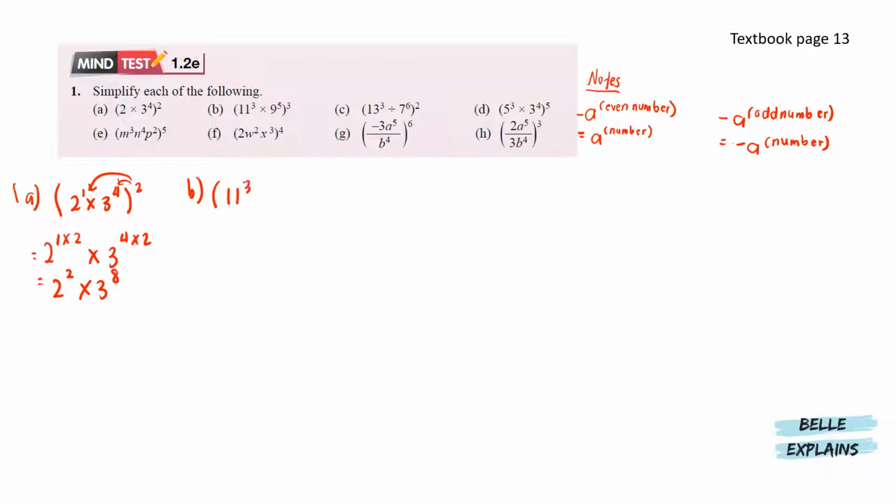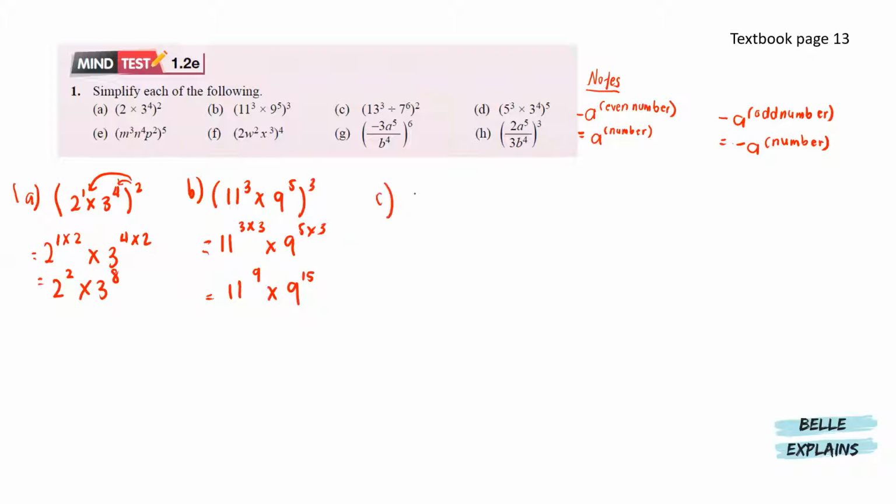11 to the power of 3 and 9 to the power of 5. So that should give us 11 to the power of 3 times 3 and 9 to the power of 5 times 3. So here we'll get 11 to the power of 9 and 9 to the power of 15.